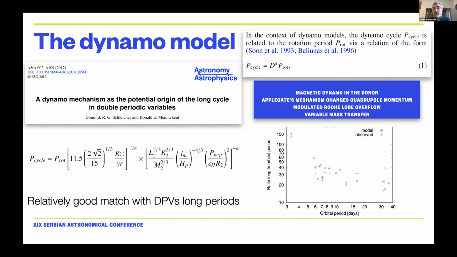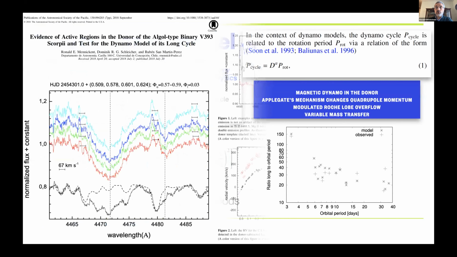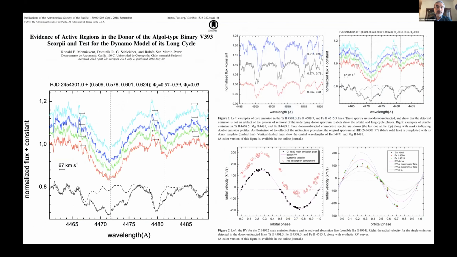So the dynamo model is interesting to explore as an explanation for the long cycle in double periodic variables with Beta Lyrae type like curves. I show here also another of our recent papers showing evidence of active regions in the donor of the Algol type binary V393 Scorpii. This evidence comes from the existence of metallic emission lines. These metallic emission lines are very weak.